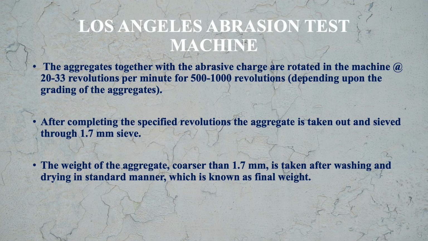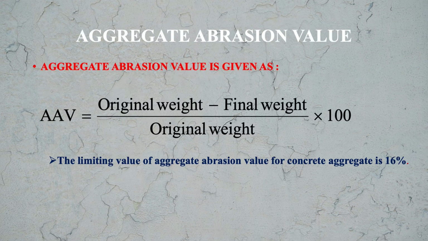After completing the specified revolutions, the aggregate is taken out and sieved through a 1.7 mm sieve. The weight of the aggregate coarser than 1.7 mm is taken after washing and drying in a standard manner, which is known as the final weight. Now the aggregate abrasion value is calculated by the formula: (original weight minus final weight) divided by original weight, into 100. This will give us the aggregate abrasion value.